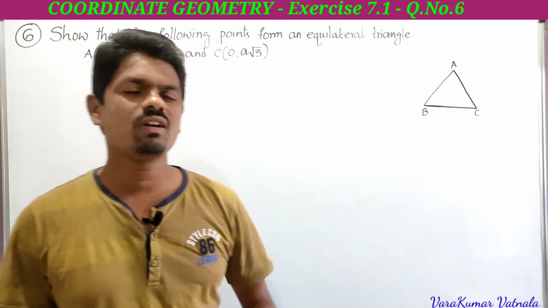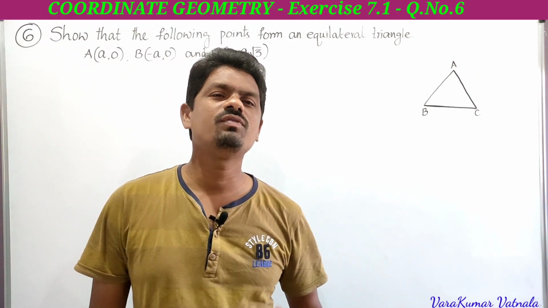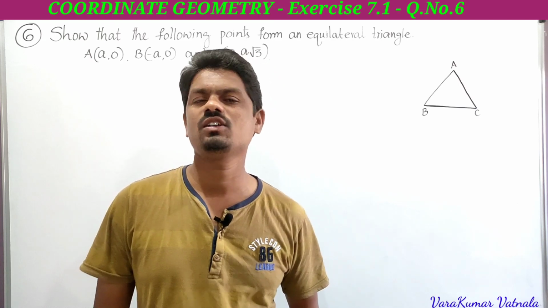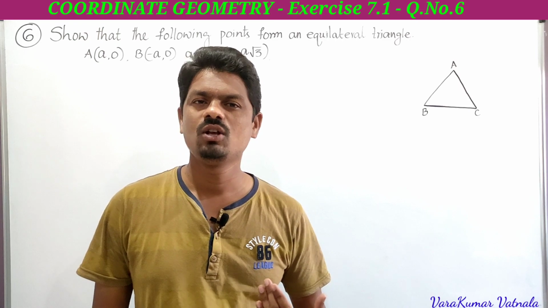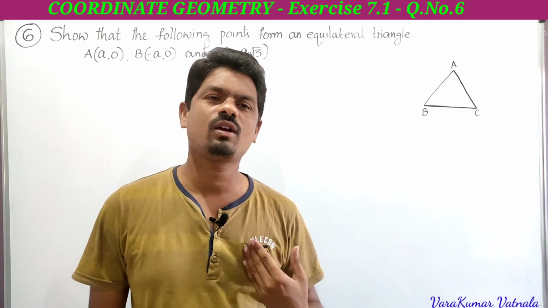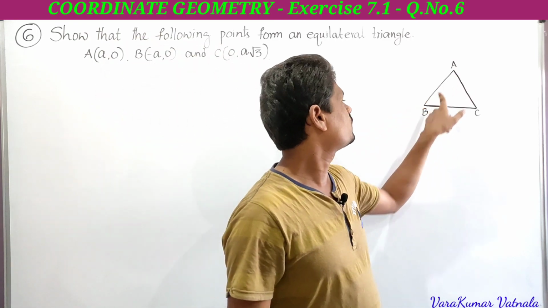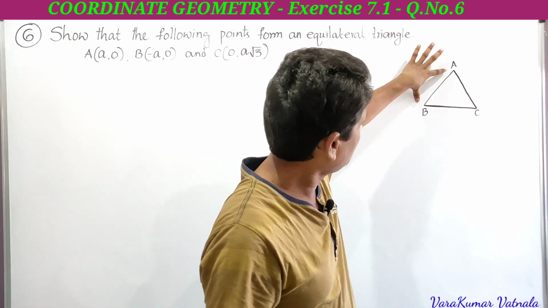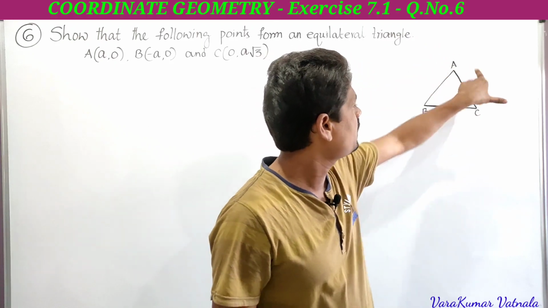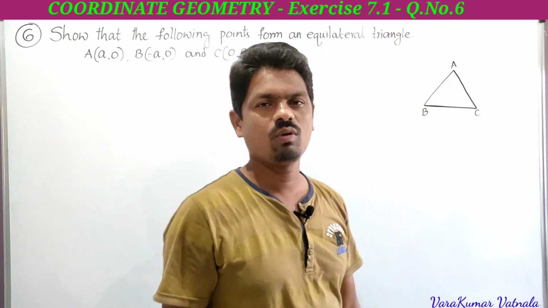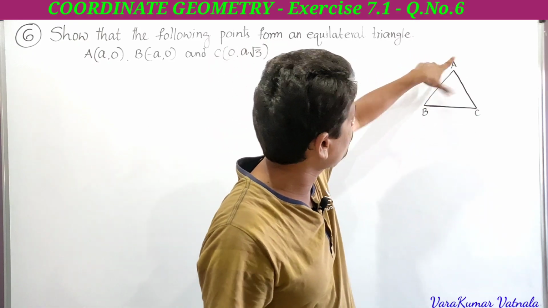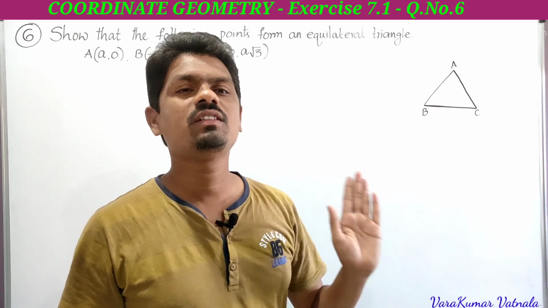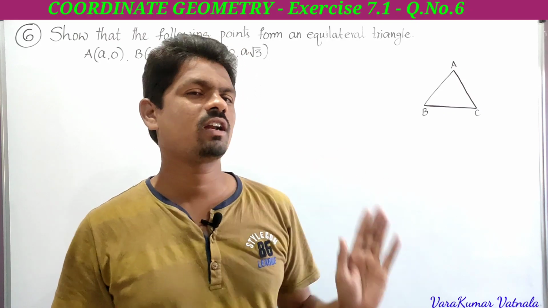So what is an equilateral triangle? If the lengths of all the 3 sides are equal, then it is known as an equilateral triangle. Suppose ABC is an equilateral triangle, so the lengths of AB, BC and CA are equal. If we show the lengths of AB, BC and CA are equal, we can say that the given 3 points form an equilateral triangle.